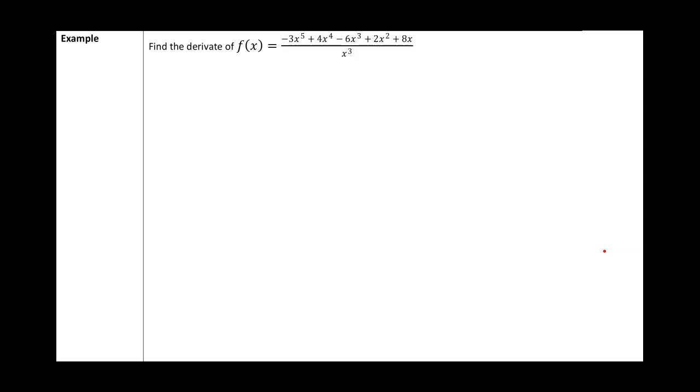Okay, find the derivative of this term. Now, there's a little trick we can use. Anytime you divide multiple terms by a monomial, meaning one term, we can split those all up. So we're going to divide every term on the numerator by x cubed. Just a quick reminder of the quotient rule for exponents. If you divide the same base, we subtract the powers.